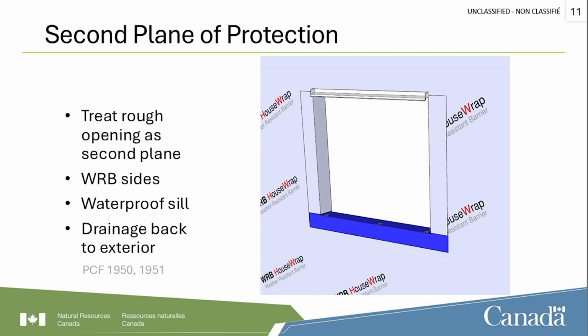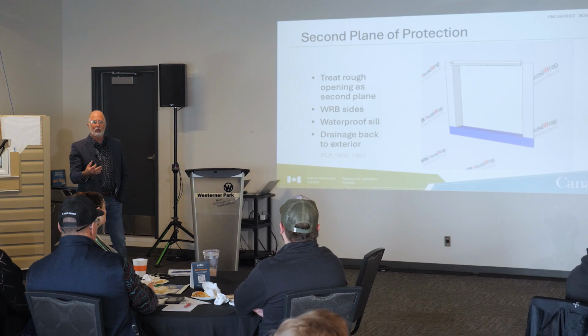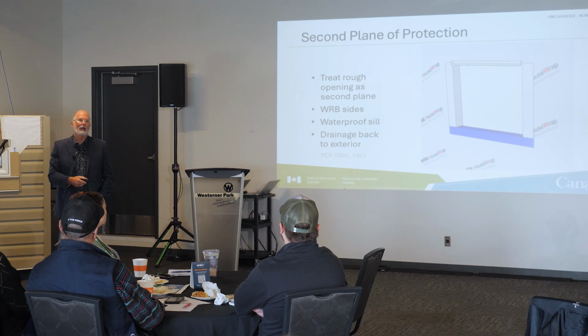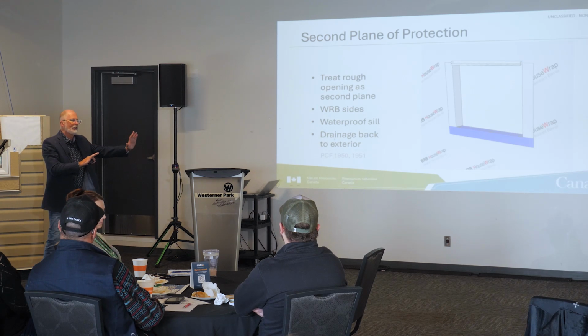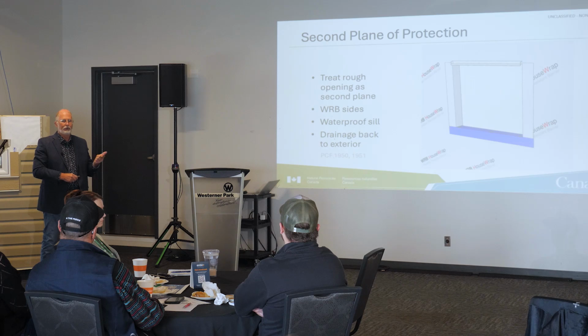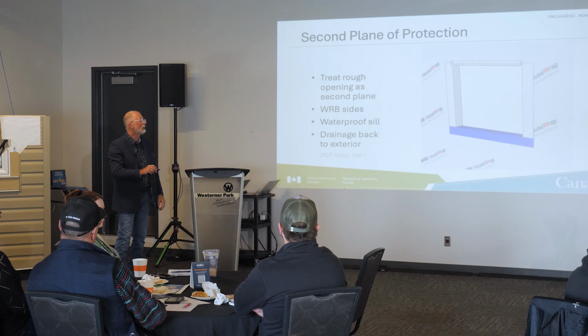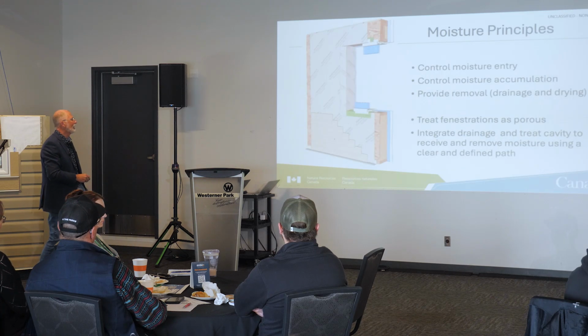Now, I referenced here PCF 1950, 1951. If you did any look at the new code changes for 2025, there's a code change requiring the second plane of protection to be in place, and for this membrane at the bottom to be an impermeable sill protection. So there is a code change coming out in 2025 that's going to require that, even though CSA A440 currently only requires it for doors and mold windows. So this is the CSA standard. The code change coming in 25 is going to require protection on that rough opening, that second plane of protection.